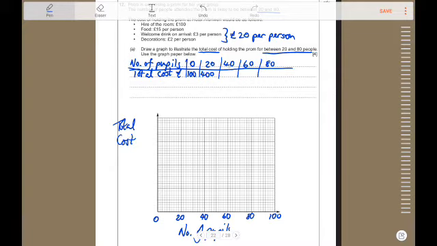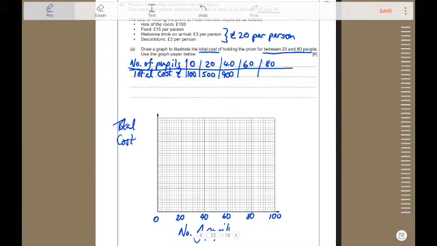For 40 people, oops, what have I forgotten to do? I forgot to add the cost of the room. See, be careful, always double check. So it's £500: £400 for the people going and £100 for the room. 40 people, 40 times 20 is 800, plus the 100, that's 900.